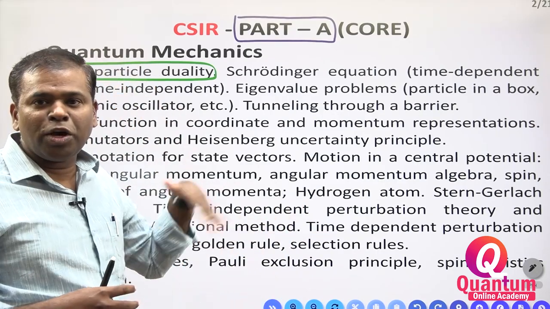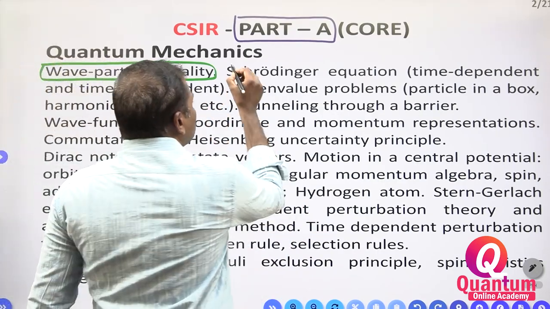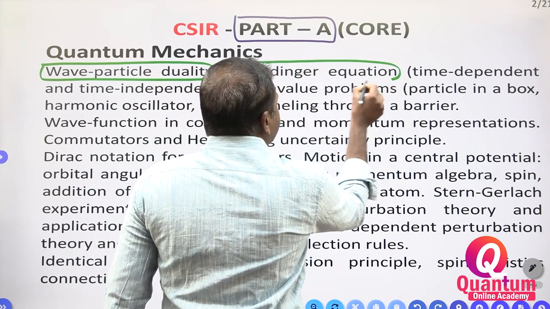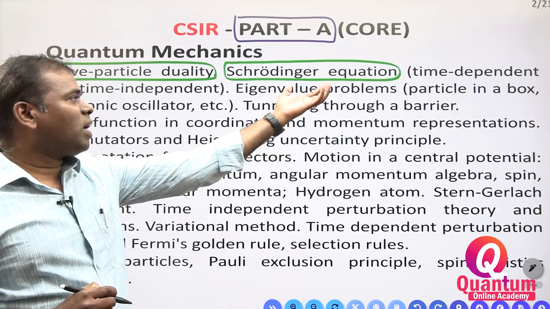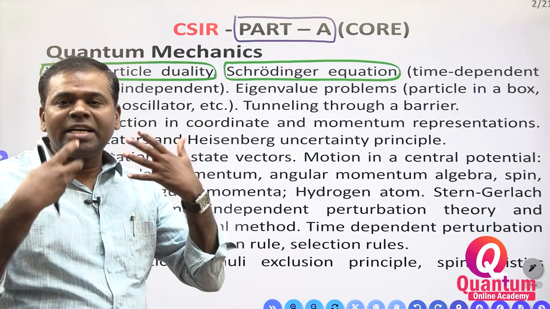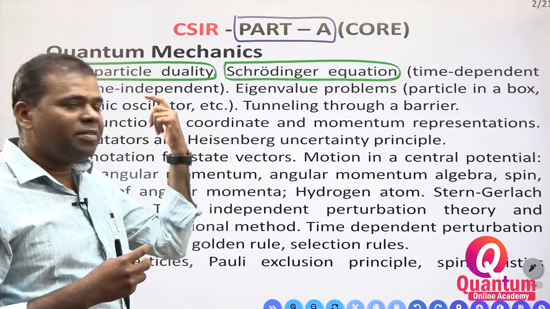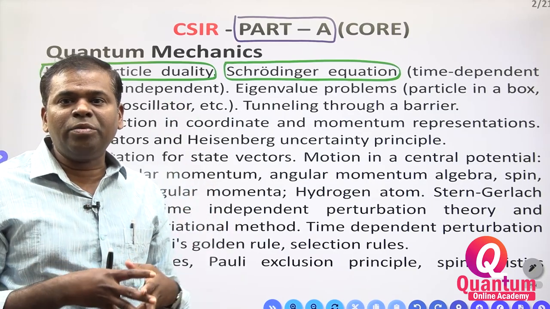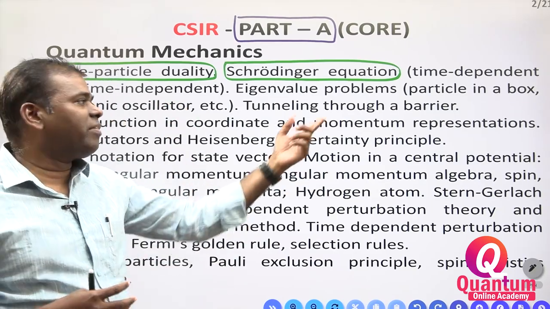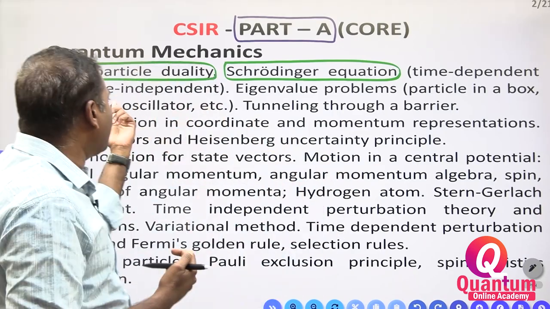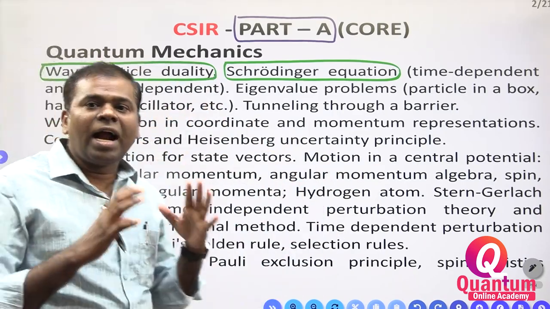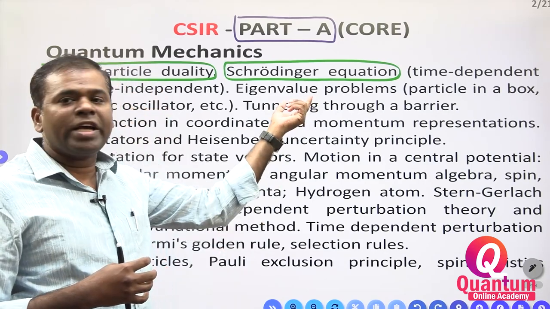So now you have to see wave particle duality. Next, the Schrodinger wave equation. This is the origin of quantum mechanics. Schrodinger derived one wave equation. If a particle has wave nature, then a wave equation is there. There is a time-dependent wave equation and a time-independent wave equation. And then applications of the Schrodinger wave equation.